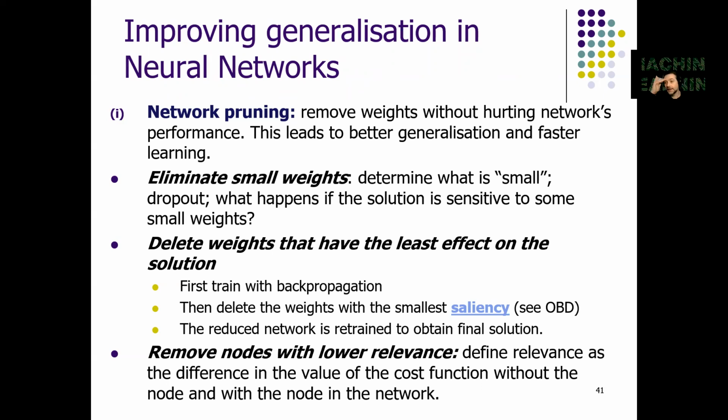There are techniques that use stochastic criteria, randomness, like dropout. So they just randomly remove weights, part of the network. There are other techniques which try to assess the sensitivity of the solution to the weights, which of course requires some way to measure what we mean by sensitive.